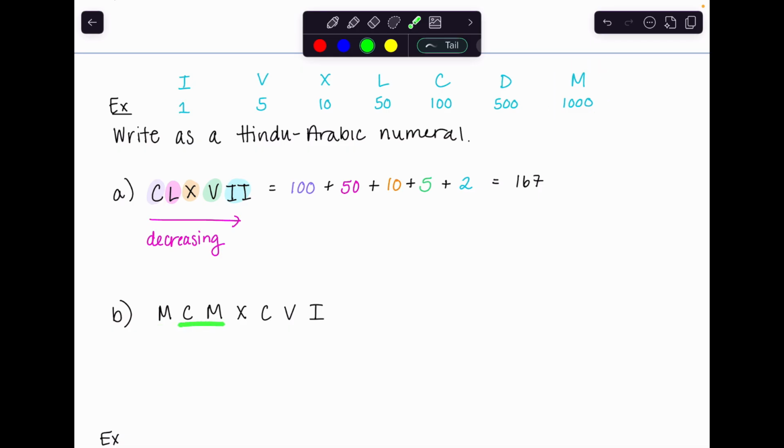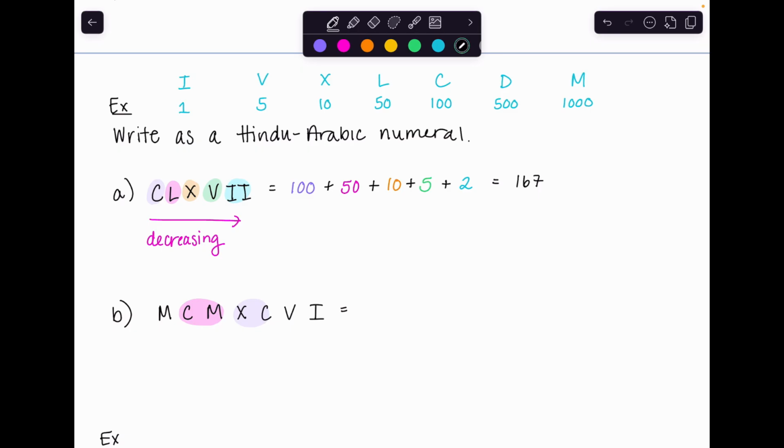However, if I compare C and M, those are not decreasing. So I'm going to have to do something special for these. And likewise, if I compare X and C, that is also not in decreasing order. So I've got to do something different here too. But then looking at VI, good. I'm good with that. It's decreasing.